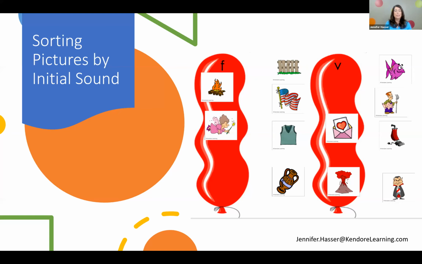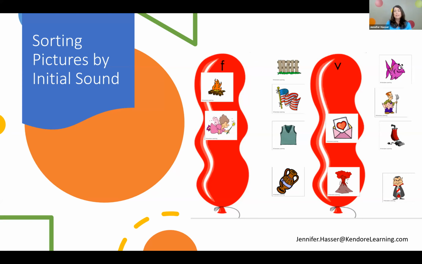So if I were working on the sounds, I would talk about all these picture cards where we've got a fairy and fire and a flag and a vest and a vase, and talk about the vocabulary and say, okay, where can we sort these? Which one starts with F, and which one starts with V? But I can also include that letter. So if you see at the top of my balloons, I have an F and a V, and this is just a Google Doc and a PowerPoint that I let the students drag and sort them into the right column, whether it's a quiet sound or a loud sound. That is quiet, the V is loud.